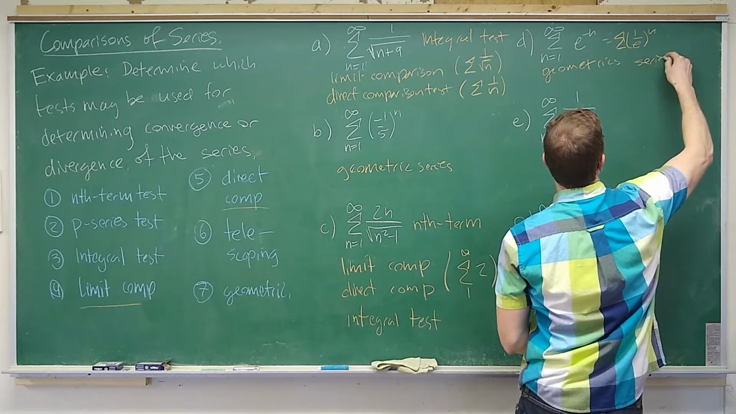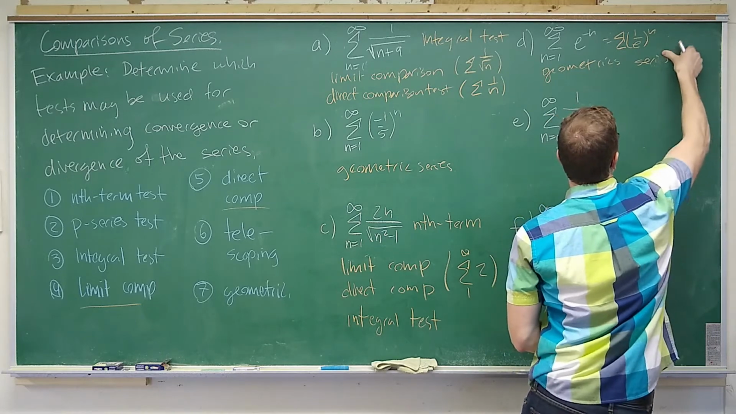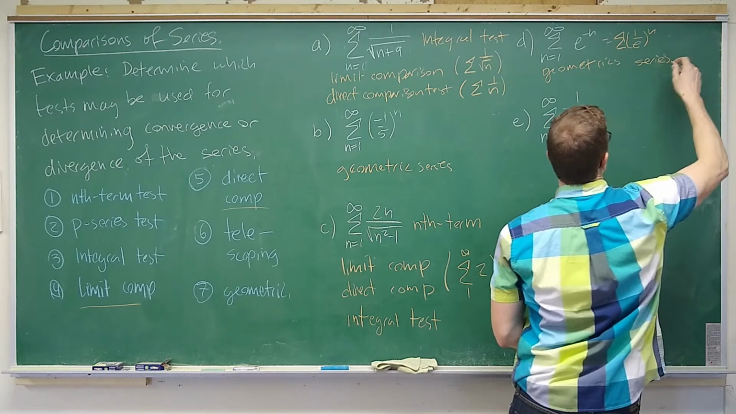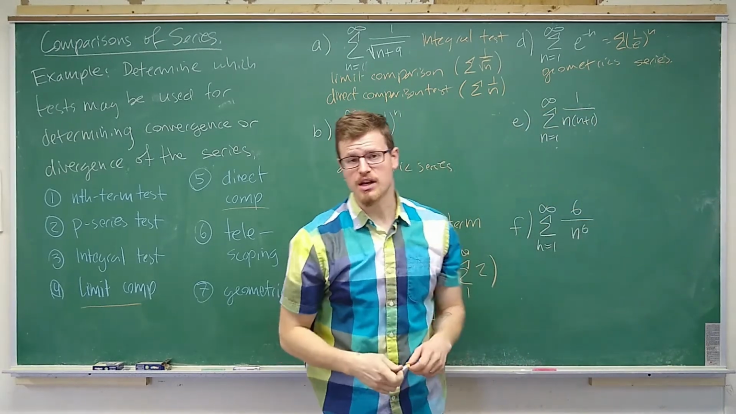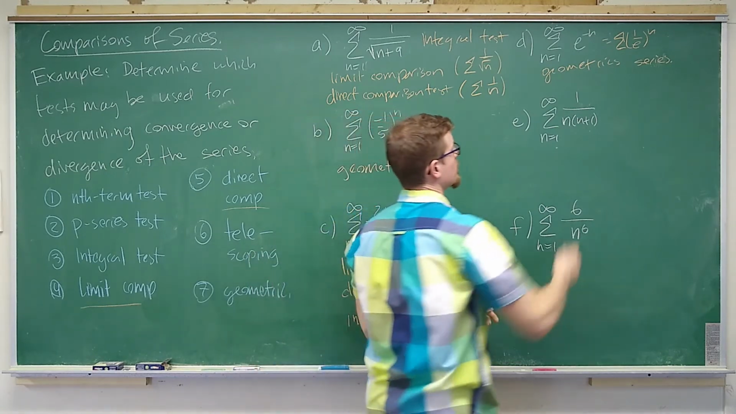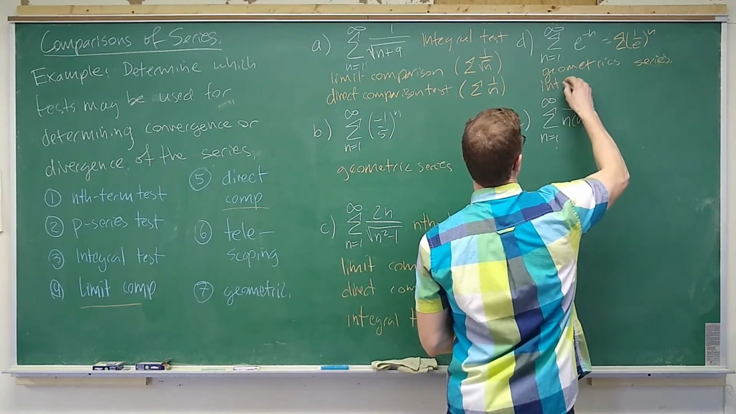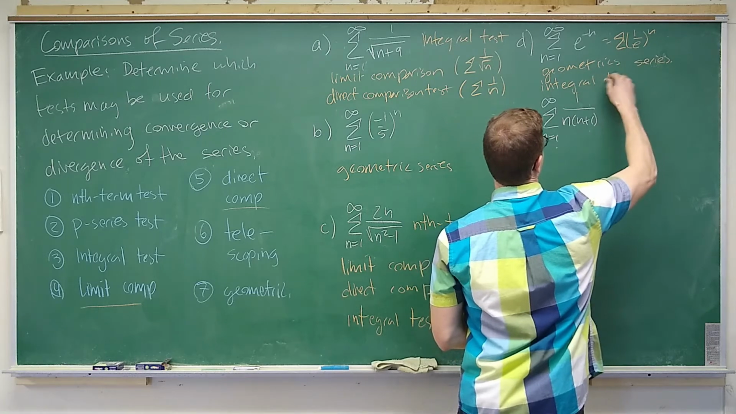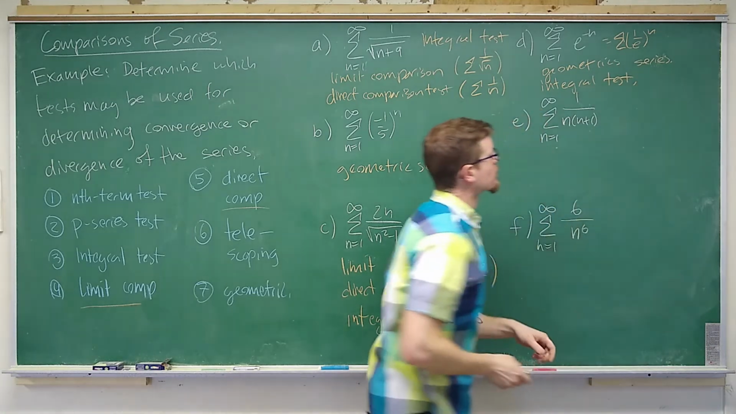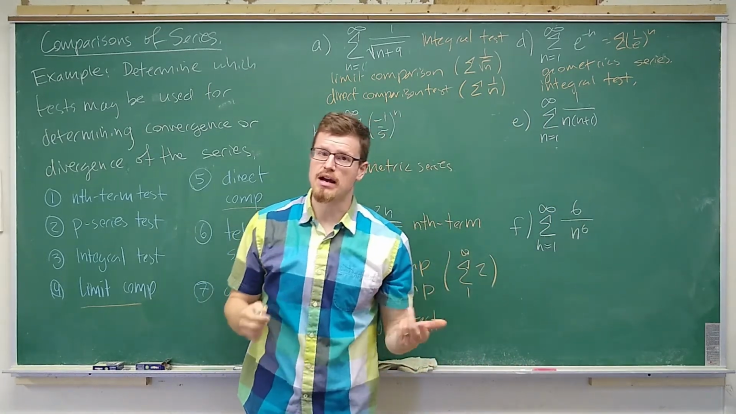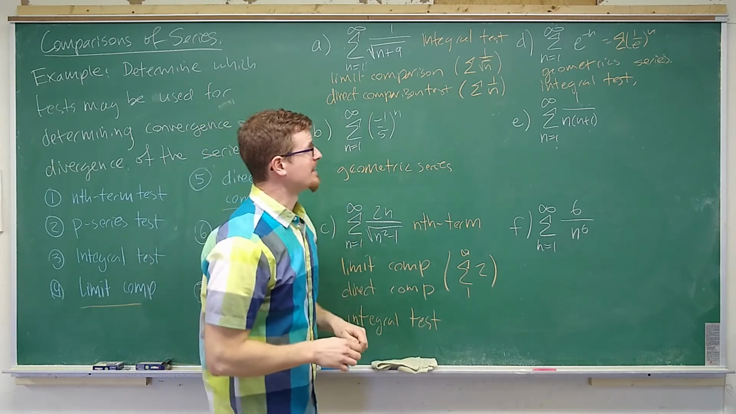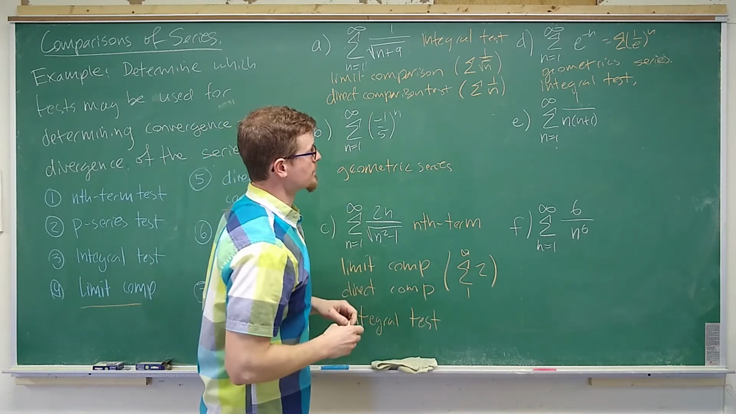I would not necessarily encourage you to try any other method, but if we want to consider all methods that would work, it's worth noting that the integral test would also work in this case. The function e to the negative x is positive, and it is decreasing, so we could use the integral test as well.